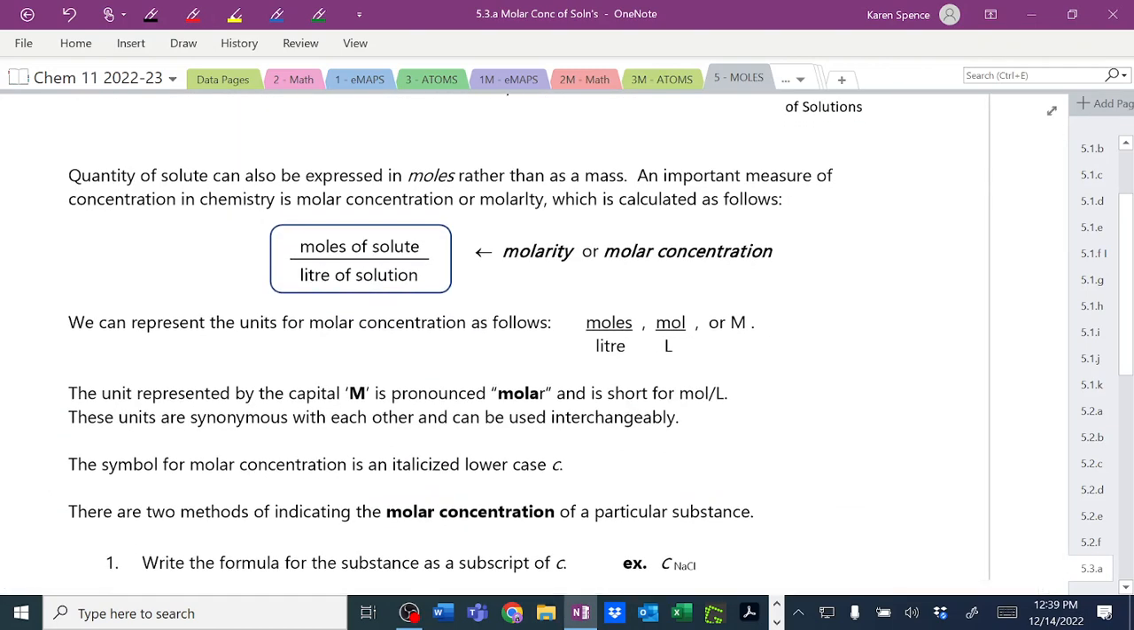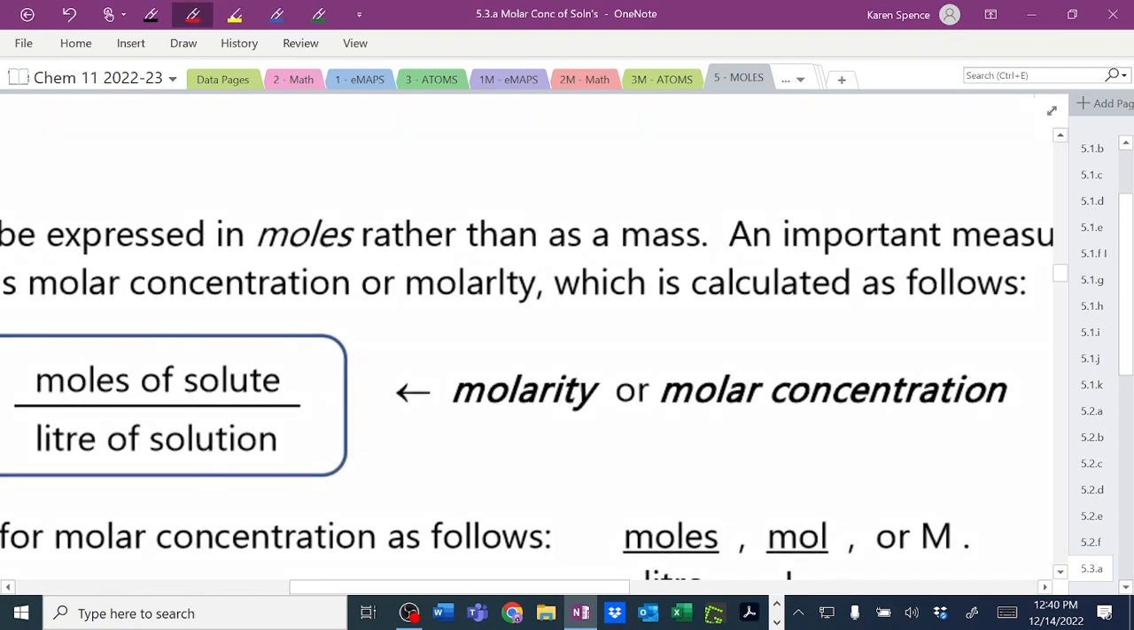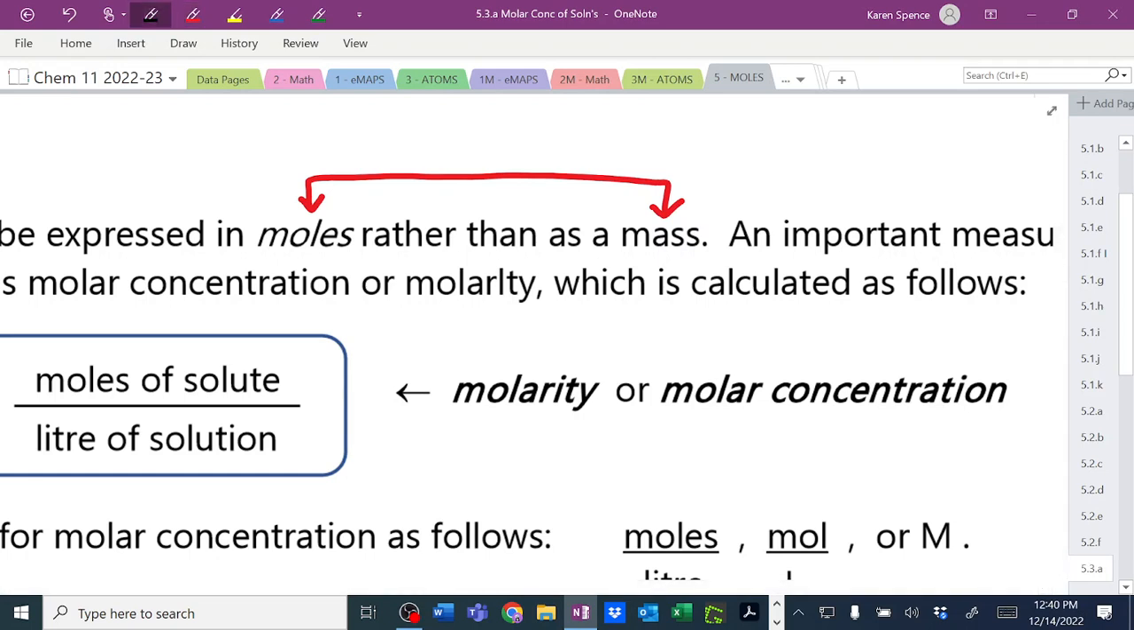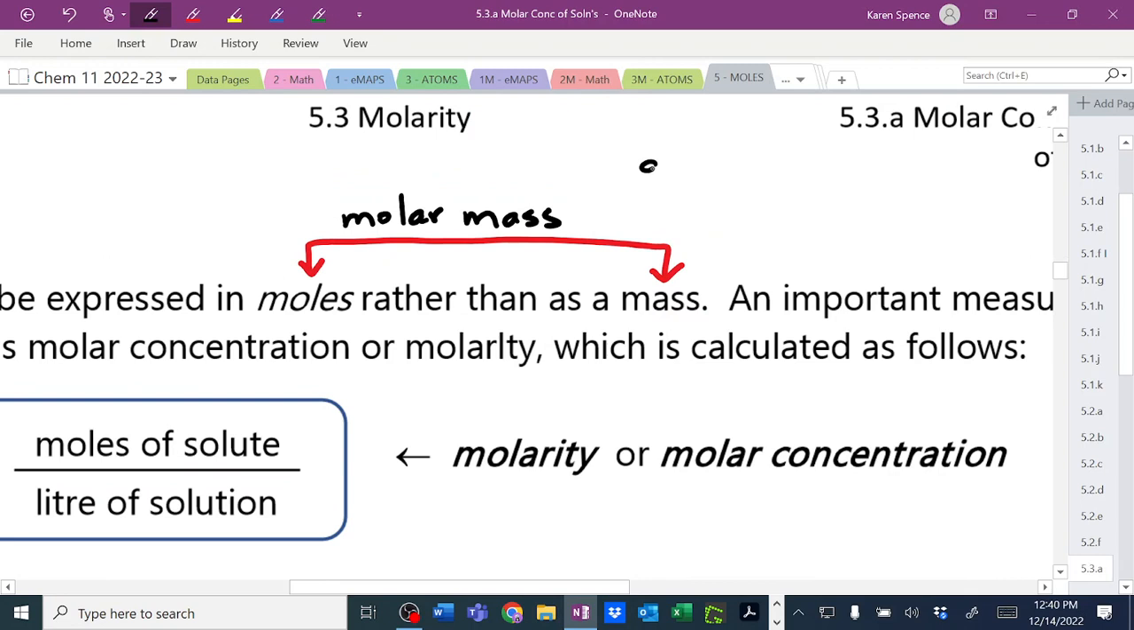So the quantity of solute can be expressed in moles rather than as a mass. So you need to be able to convert between moles and mass. What do we use to convert between moles and mass? The molar mass. And what units is the molar mass in? Grams per mole. And where do we find that? On the periodic table.